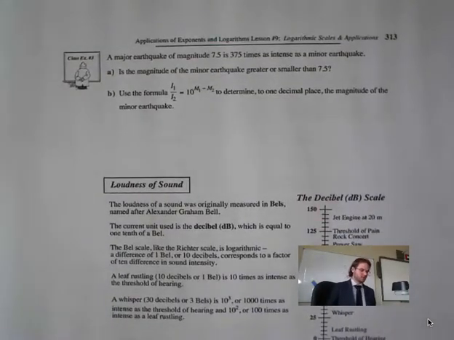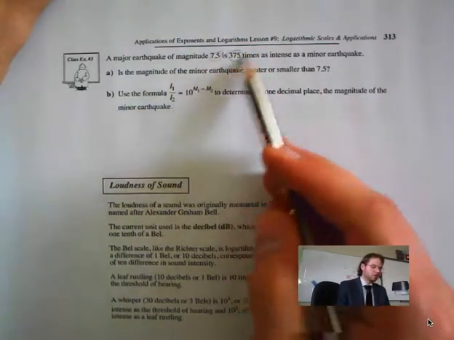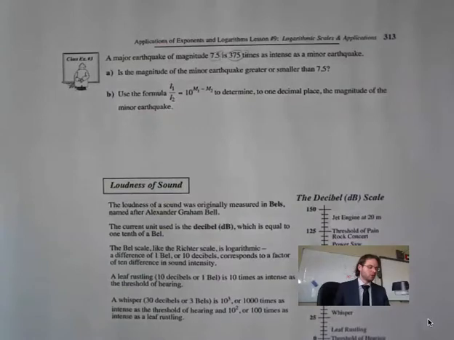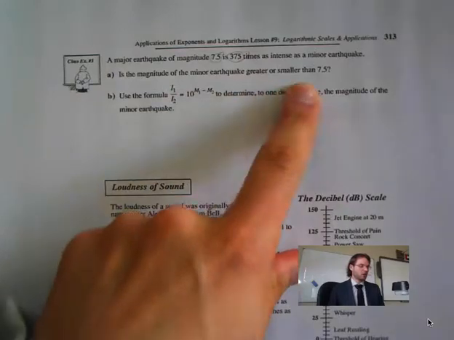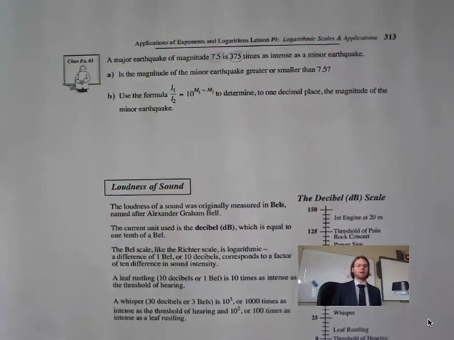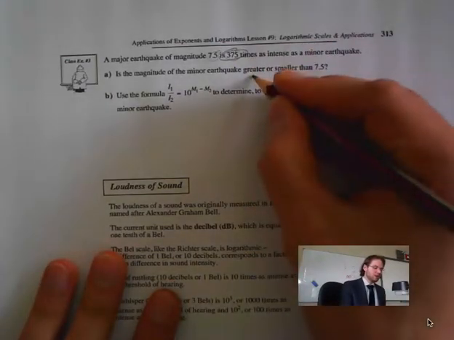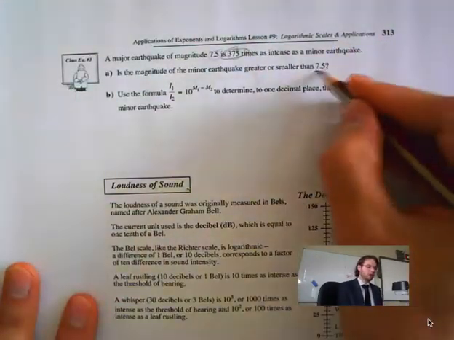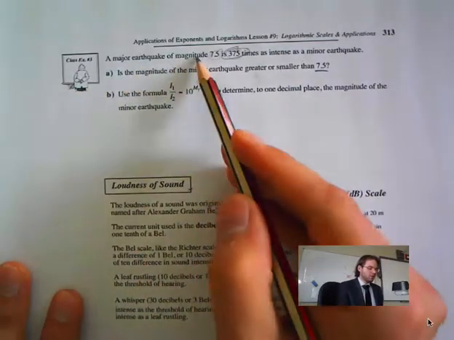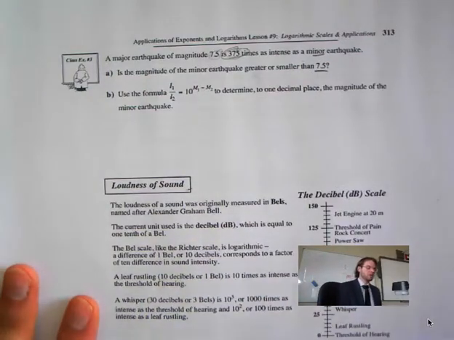All right. Let's take a look at our next question. It says, a major earthquake of a magnitude of 7.5 is this many times as intense as a minor earthquake. Huh. So, is the magnitude of the minor earthquake greater or smaller than 7.5? Well, it is more intense. It's not a fraction or a decimal, so it is greater. Oops, sorry. It is smaller. Sorry, is it greater or smaller than 7.5? So, a major earthquake, a magnitude of 7.5, is more intense than a minor earthquake. So the minor earthquake is smaller.